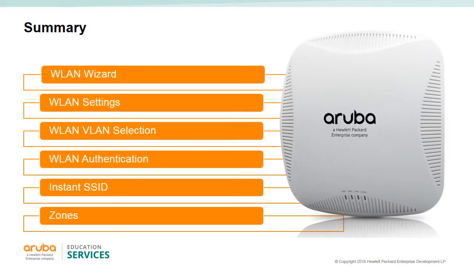In this module, we saw the wireless LAN wizard, the wireless LAN settings, the wireless LAN VLAN selections, such as virtual controller, the wireless LAN authentication, guest, 802.1X. We saw what happens to the instant SSID once a wireless LAN is created. And we also saw that zones can be created where IPs placed in zones will only advertise the SSIDs that are in the same zone.